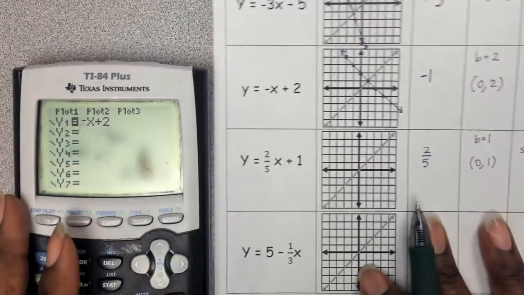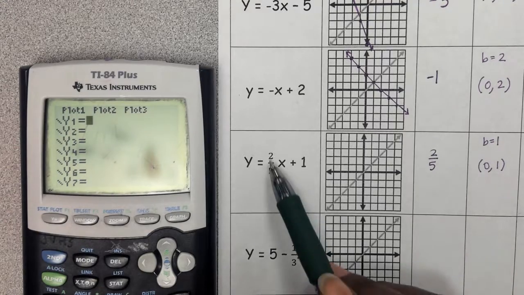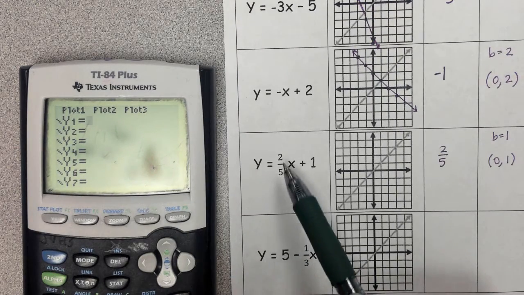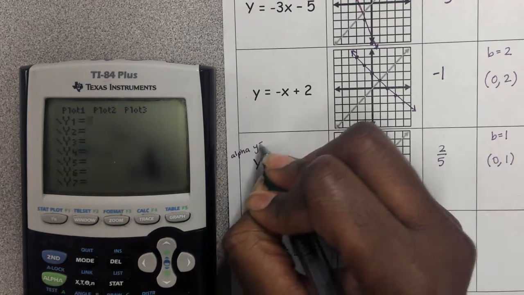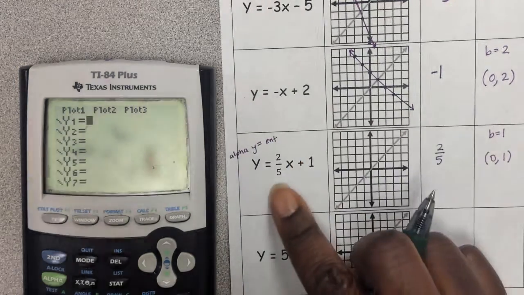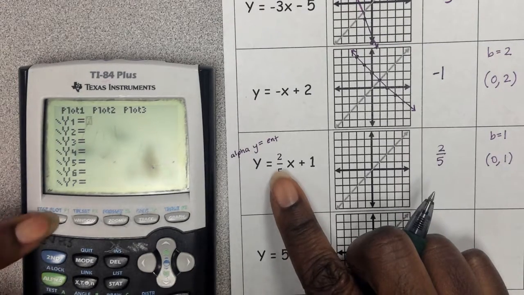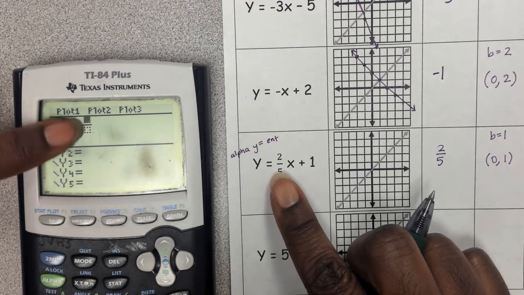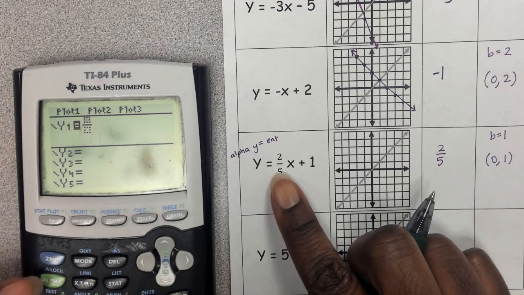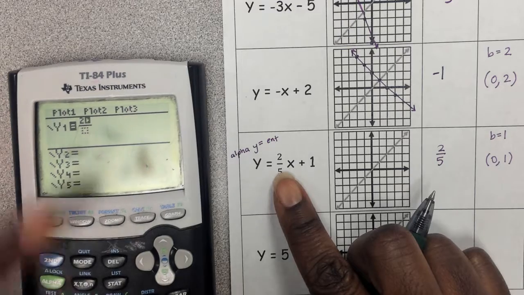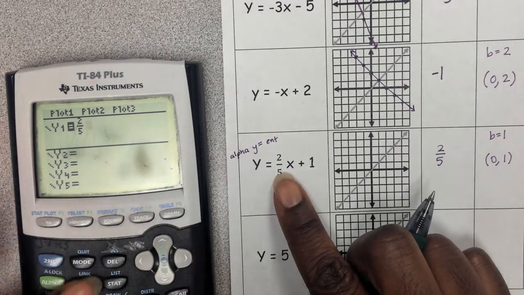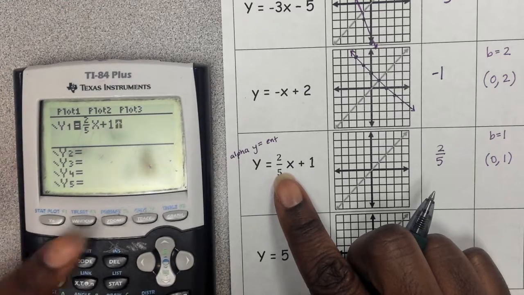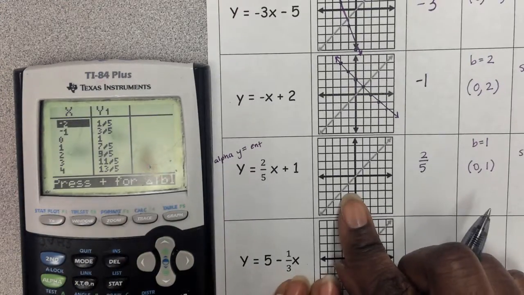So for this one, once again, I'm going to put in my fraction. Remember, if you're putting a fraction in the calculator, press alpha y equals and then enter, and that will get a nice pretty fraction. Alpha, which is the green button, then y equals, then enter. You put your 2 on top, your 5 on the bottom, then go over, so you can press x plus 1. Let's press second graph and plot some points.